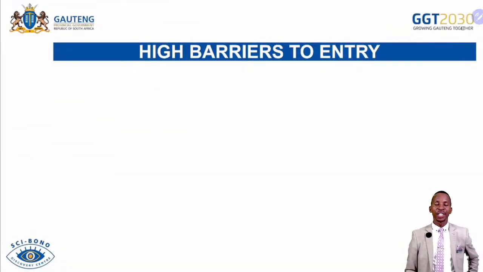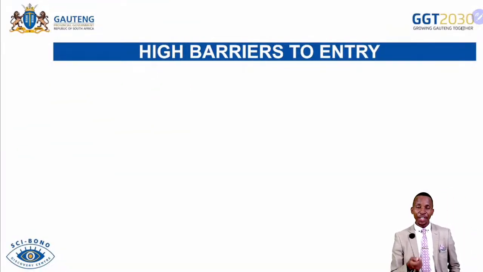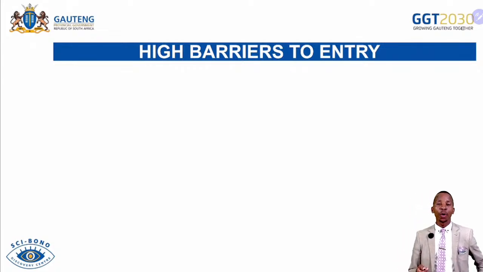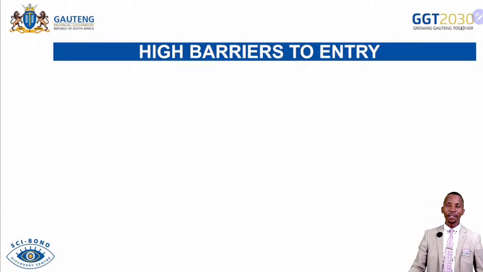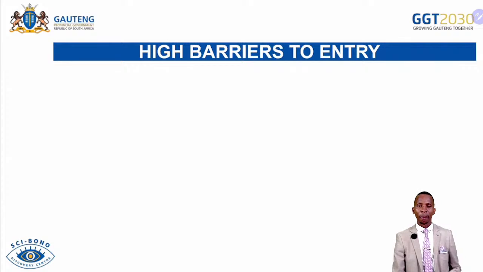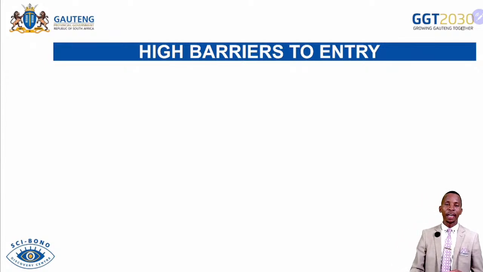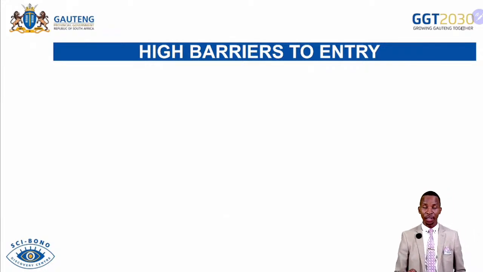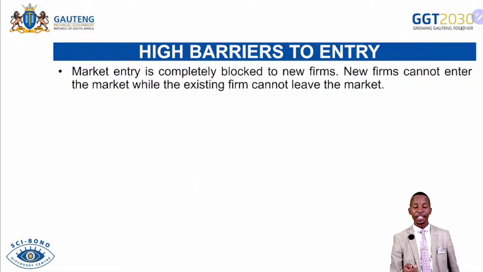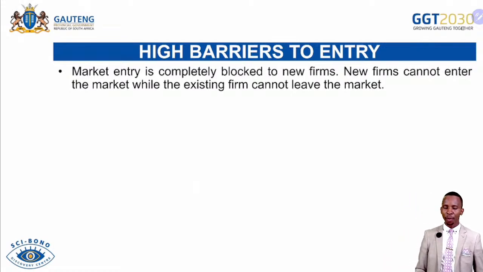There are high barriers to entry. So the entry in this market is not freely accessible. It is blocked. New firms are not easily free to enter the market. It is blocked by barriers to entry, such as patents, economies of scale. We talk about high capital or startup costs, and then exclusive rights, ownership of some natural resources that prevent other firms from entering the market. Market entry is completely blocked to new firms.